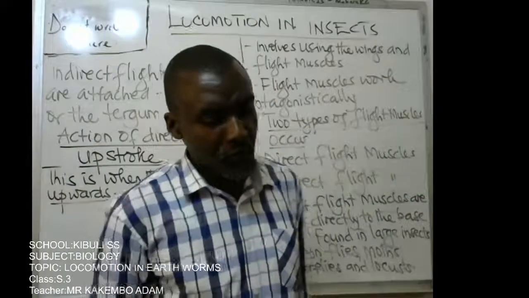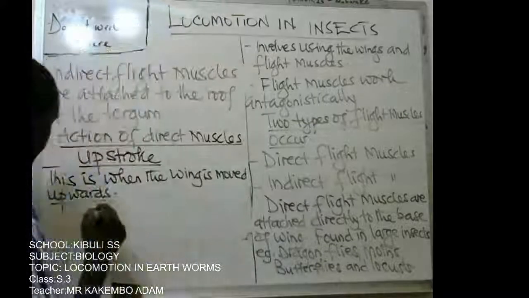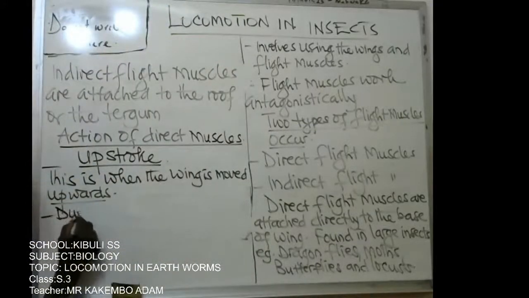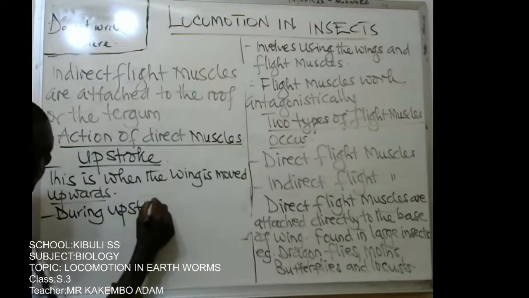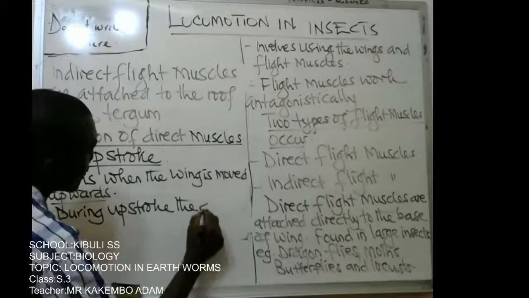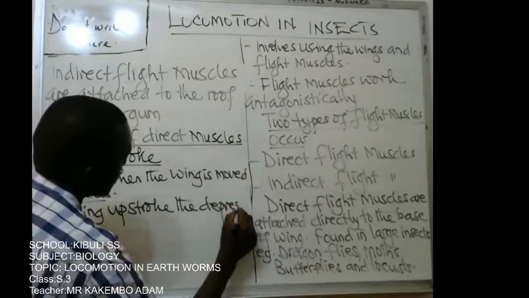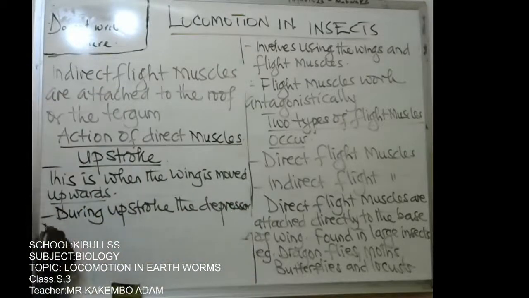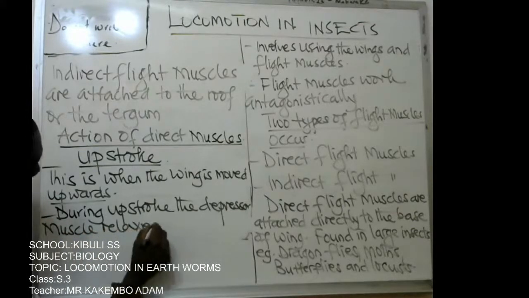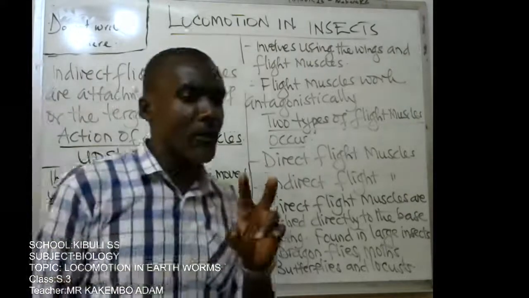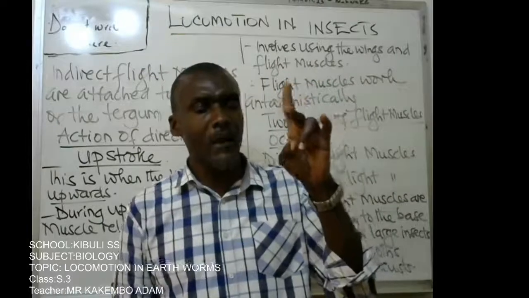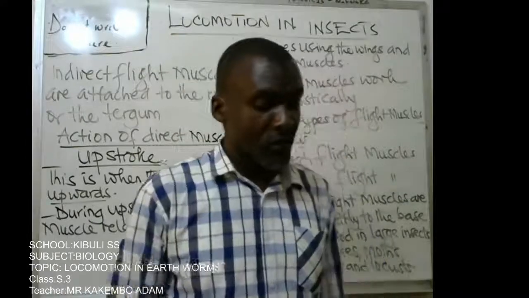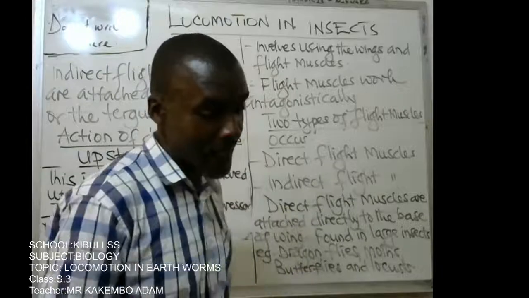During upstroke, the depressor muscle relaxes. Whenever we're talking about muscles that appear in a pair, remember their activity and mode of action is antagonistic. So during upstroke, the depressor muscle relaxes.